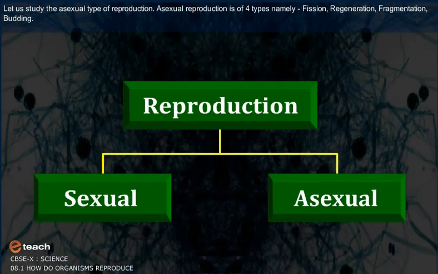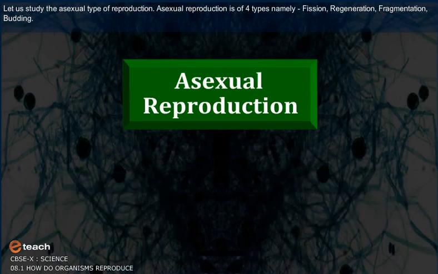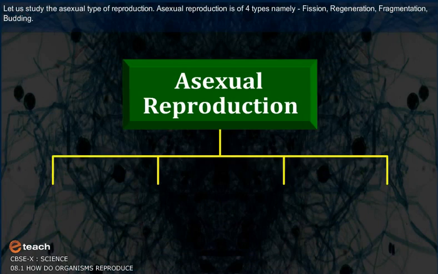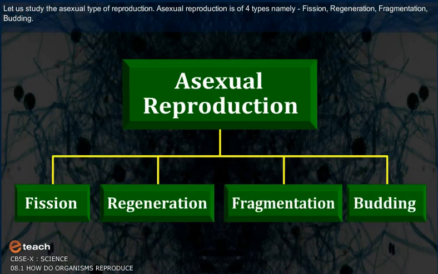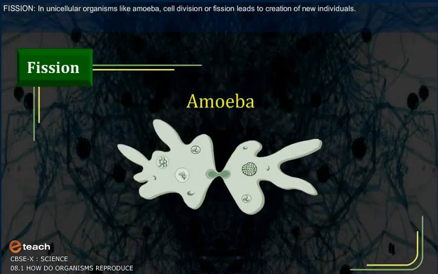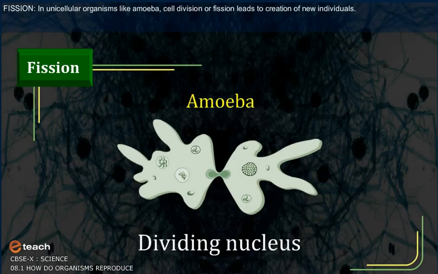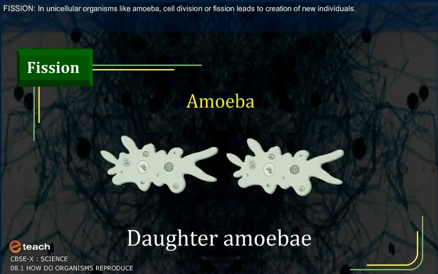Let us study the asexual type of reproduction. Asexual reproduction is of four types, namely fission, regeneration, fragmentation, and budding. Fission. In unicellular organisms like amoeba, cell division or fission leads to creation of new individuals.